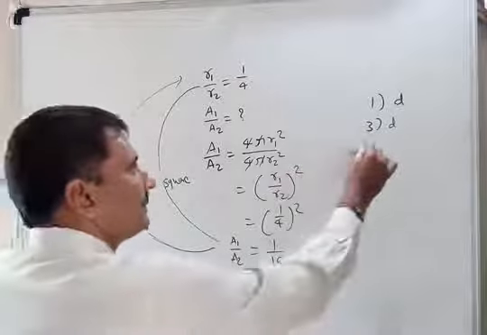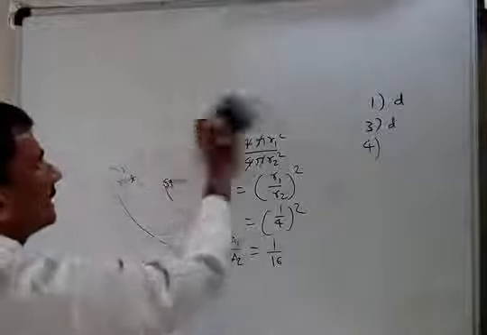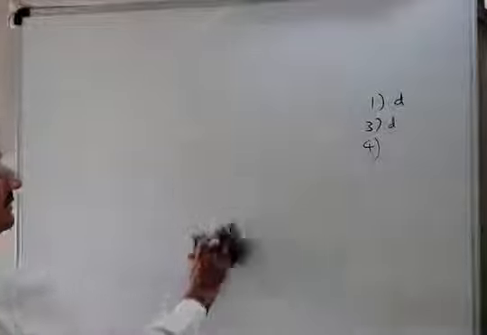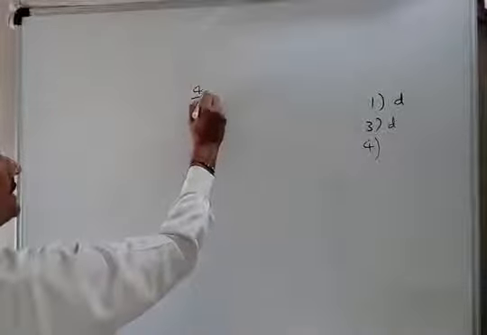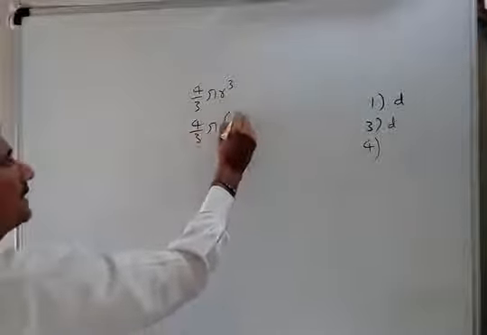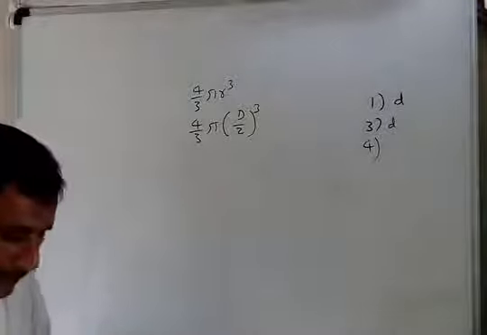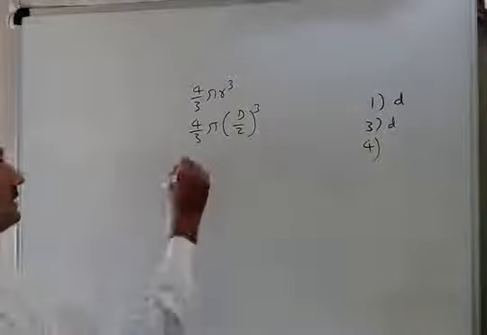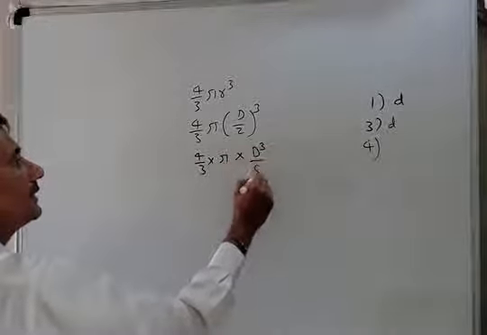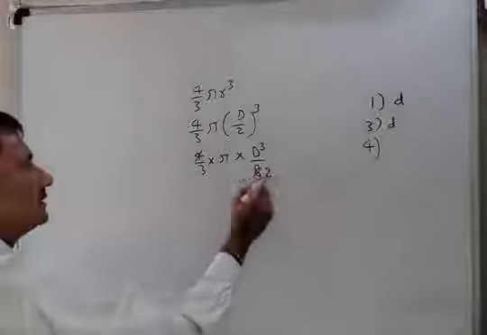Now number 4. In number 4, they are asking the volume of a sphere, but in terms of D, not R, in terms of diameter. So you know the formula 4/3 pi r cube. So obviously we can replace R by D upon 2. Now just simplify: 4/3 into pi into D cube upon 8. D cube upon 2 cube. 4 to the 8.